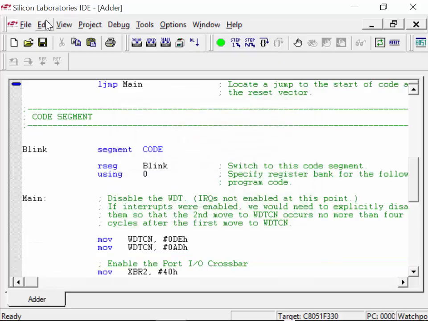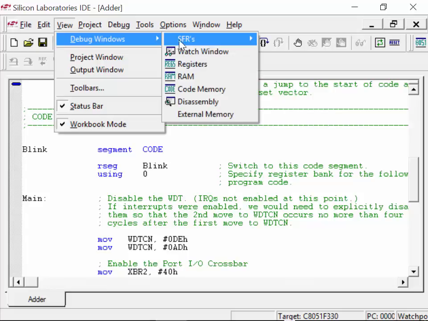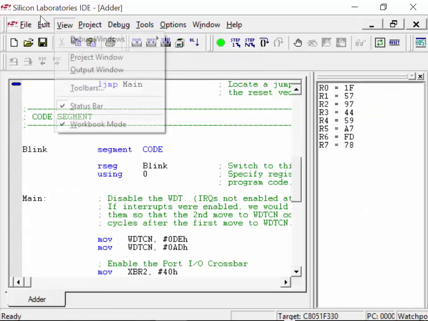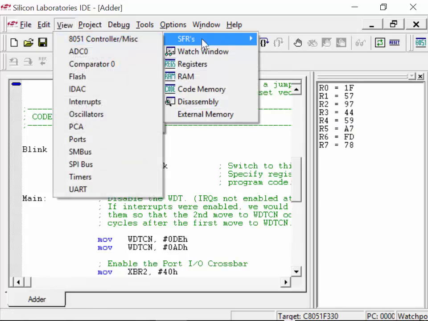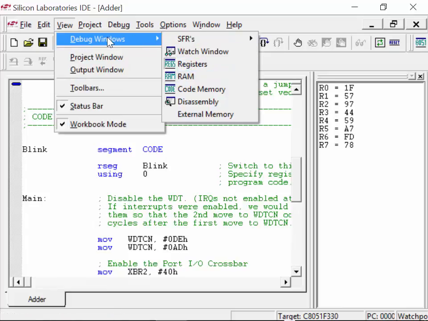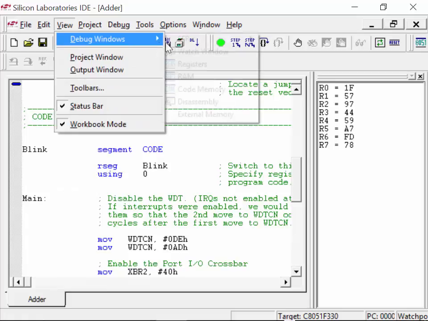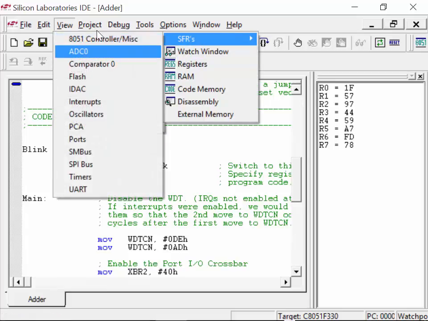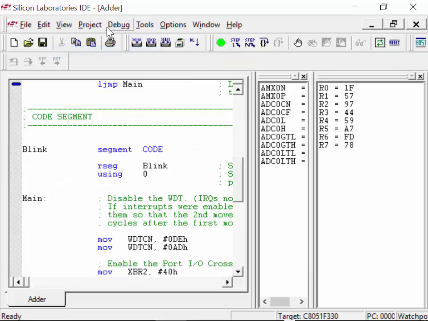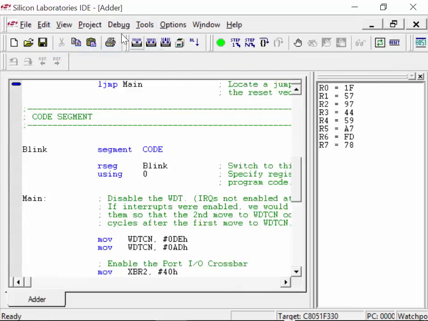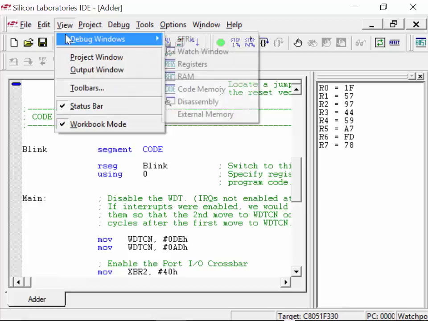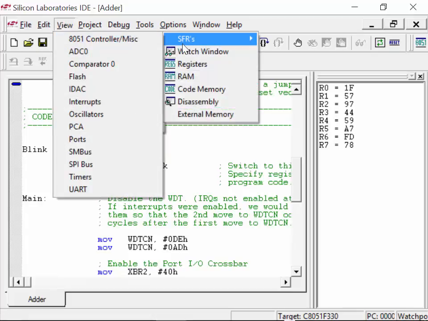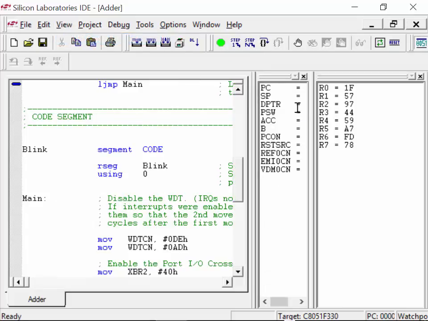And let's go ahead and view. Let's turn on registers and turn on the processor. Right, I don't want that one there. I want view. That should be it, microcontroller. Yep, there we go.